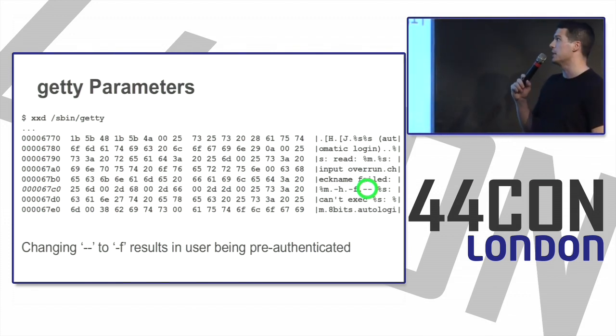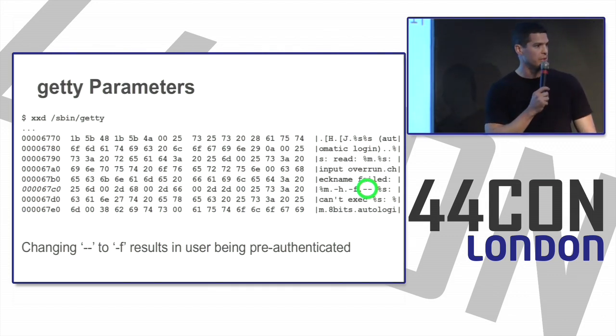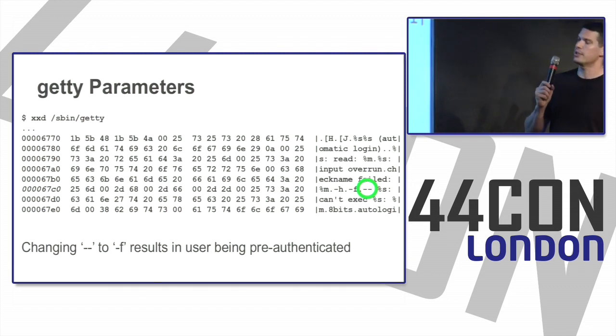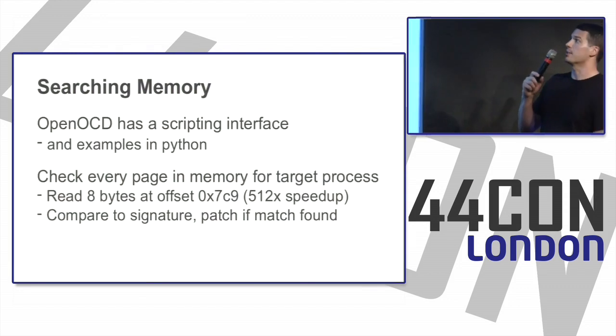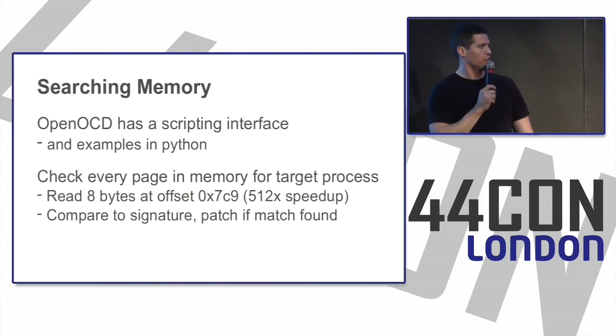So if we know where this is in memory, and oh hey look, if we read the file and look at it, we can figure out what offset this is from a page when it's going to be loaded into memory. We can go and search through every page at that address, look for the string in memory. If we find that string, we go change it.